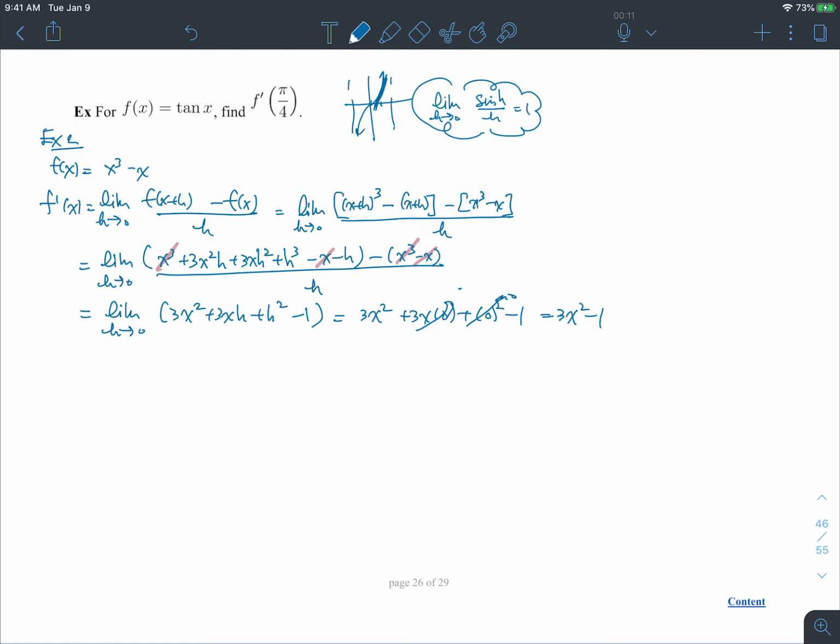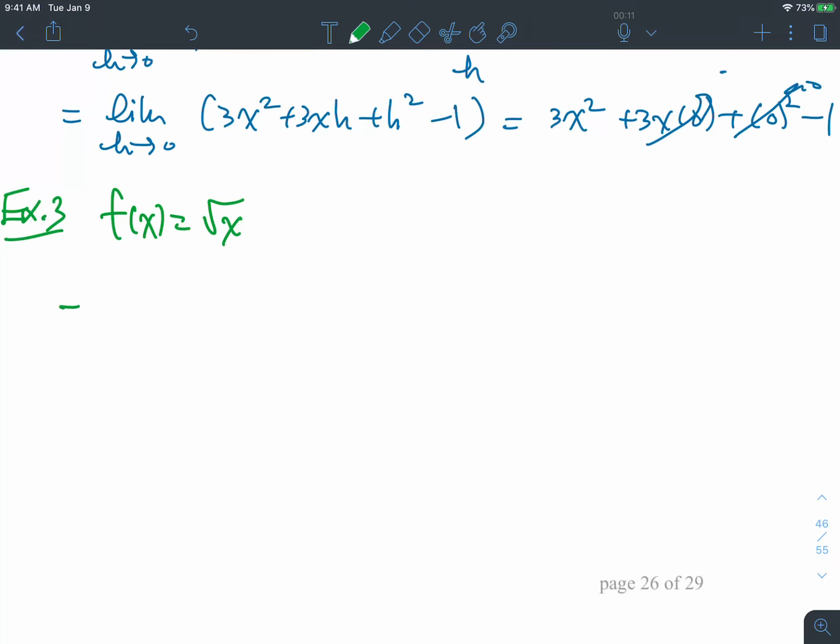All right, so let me choose a slightly different color. Example, I don't know, 3 from your book. So let's go, f of x is root x. We're doing something a little bit more approachable. Let me zoom in a little bit, guys, okay? So f prime of x, I'm going to just go right directly, guys.